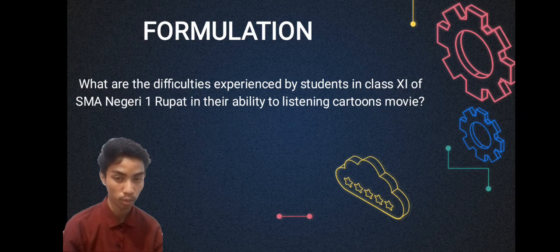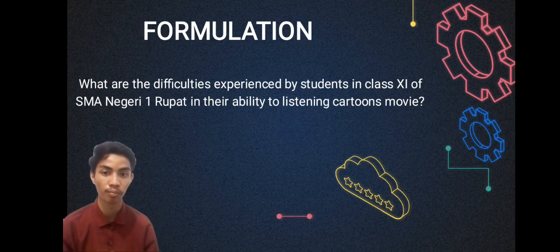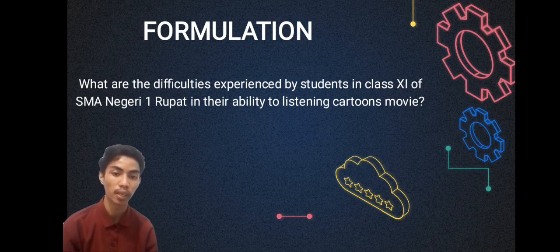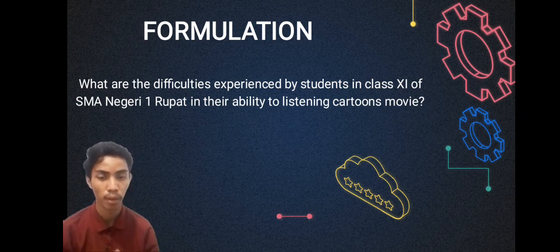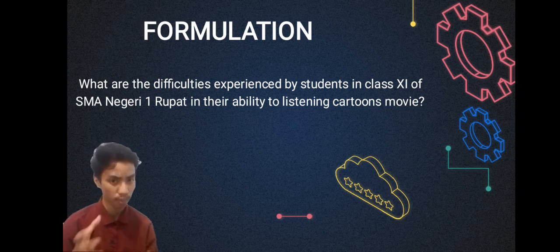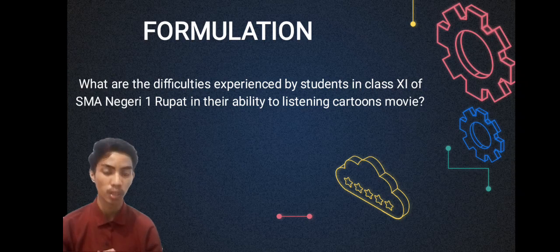Next, the objective and significance of the research, and the formulation of the problem. The researcher has the objectives of the research as follows. The first, A. To find out the students' listening ability before being taught by using cartoon movie at the 11th grade of senior high school Satu Rupat. And B. To find out the students' listening ability after being taught by using cartoon movie at the 11th grade of senior high school Satu Rupat.